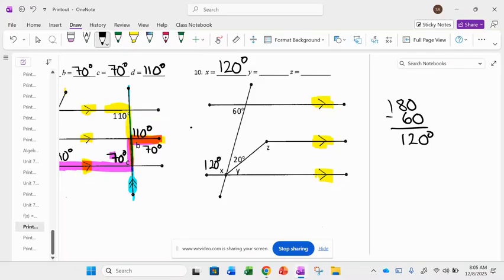Now to find Y, it's a little bit tricky. Do you guys see how 120 and that angle next to X, that whole angle makes a straight angle? So wouldn't it be 120 plus 20 plus Y makes that straight angle? So I'm going to do 120 plus 20 is 140. Then I'm going to have 180 minus 140 and get 40 degrees for Y.